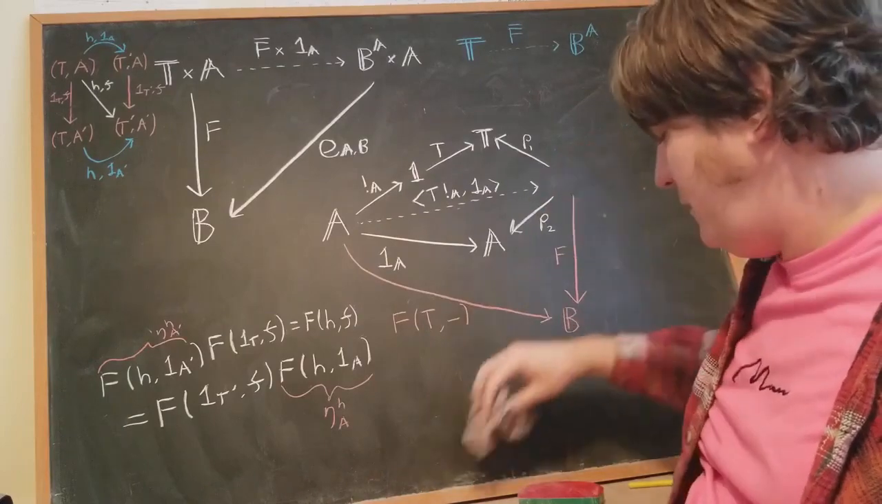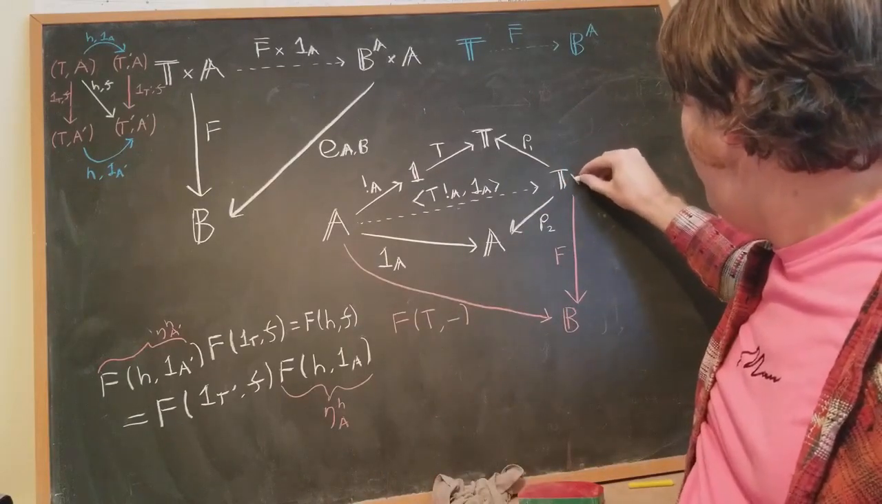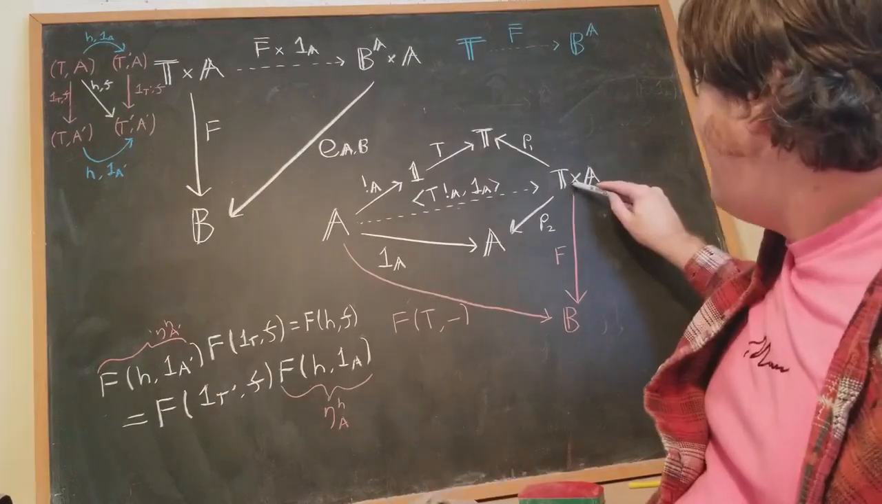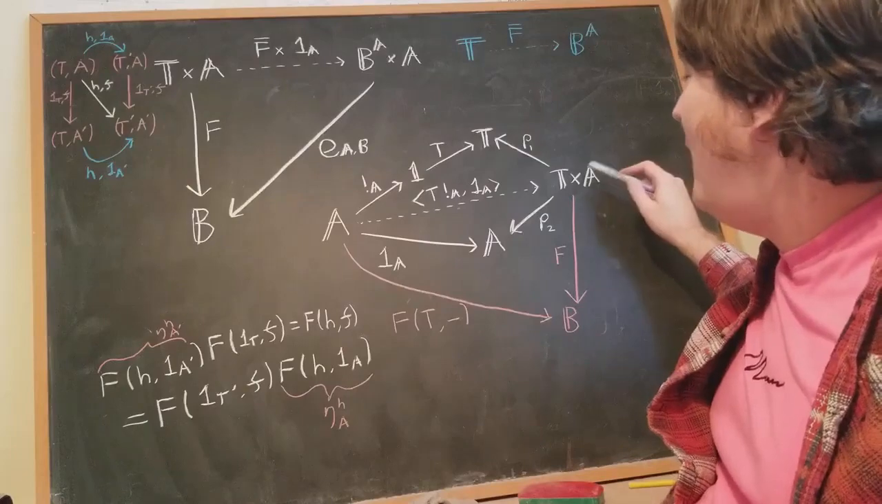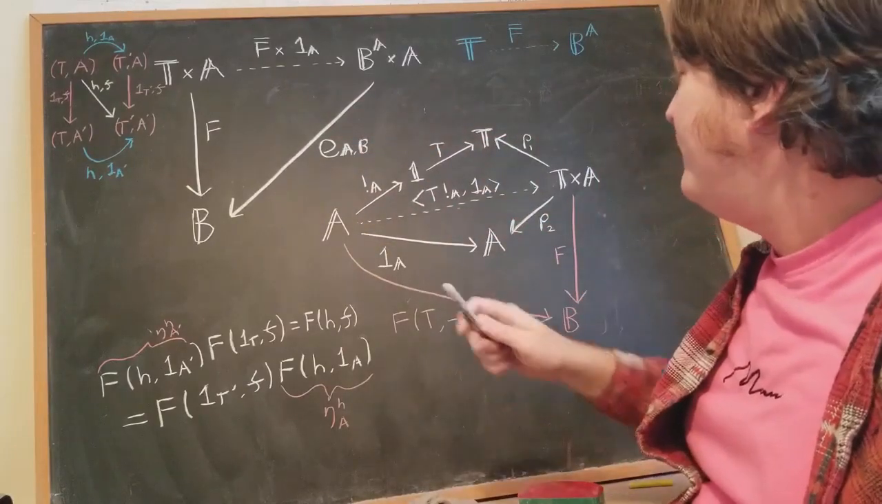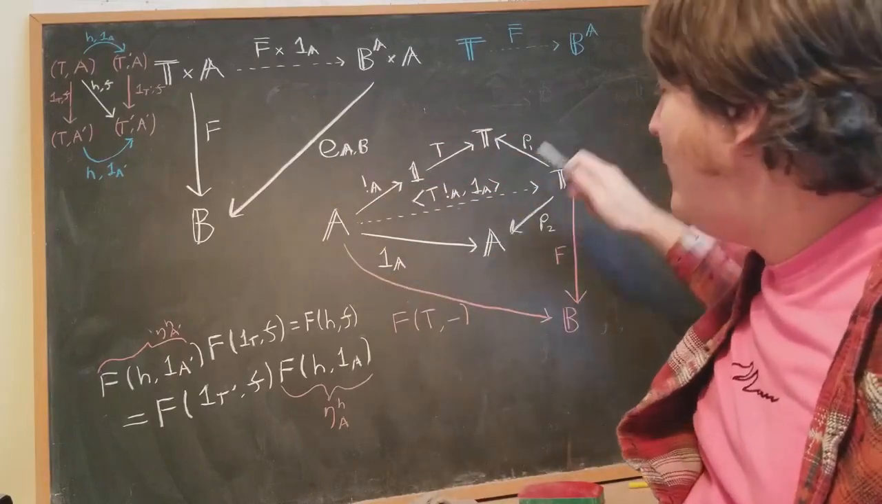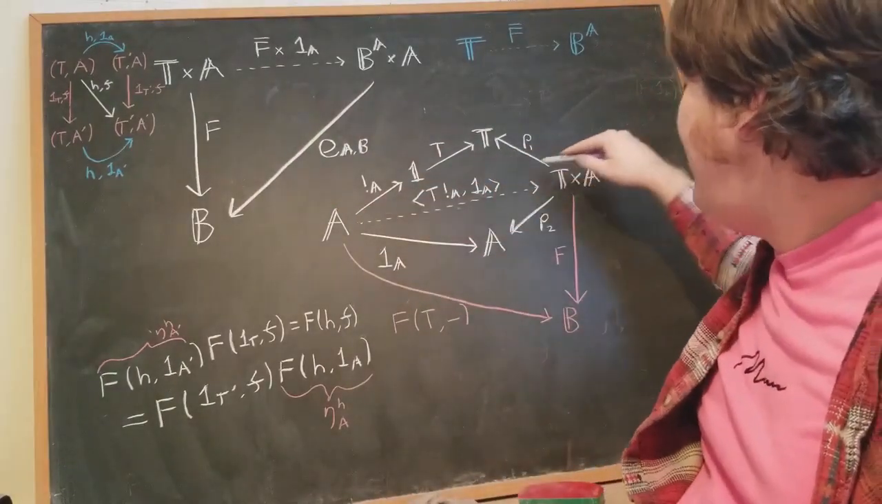That should be T times A. Okay, my apologies. That should always have been T times A over there, because that's the order we're working with. Anyway, so we have this arrow here, which sort of picks out a copy of A inside T times A.